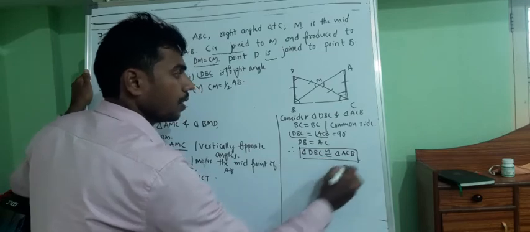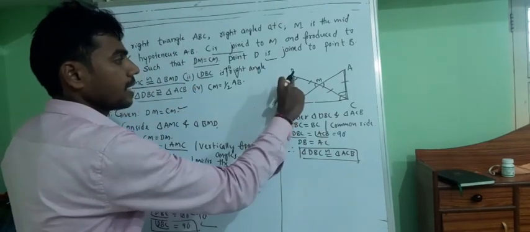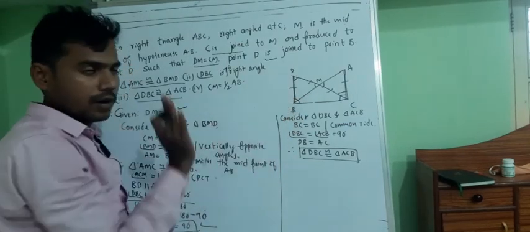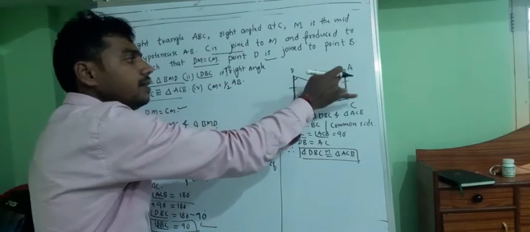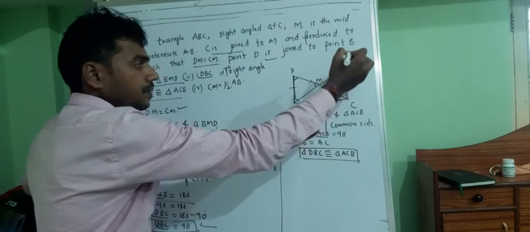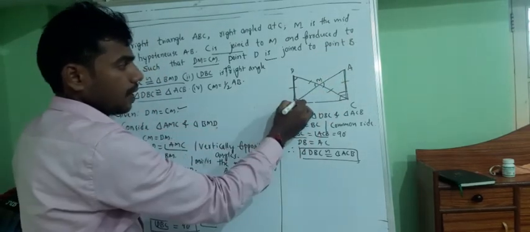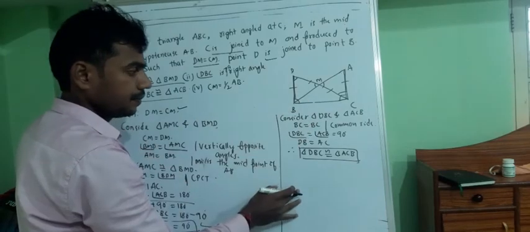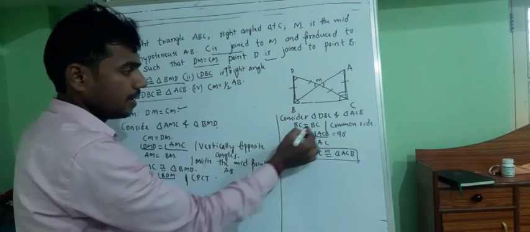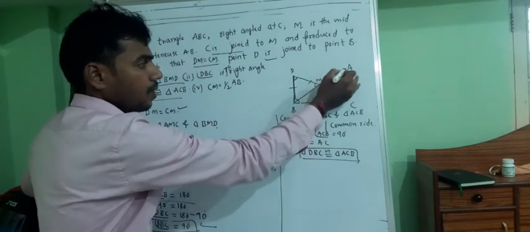We proved it. How? SAS. See, this is the side common. This is one angle, this is the other angle. Fine. Sorry. This is one side. Two triangles if I take, DBC is a triangle. Okay. Next, ACB is one more triangle.